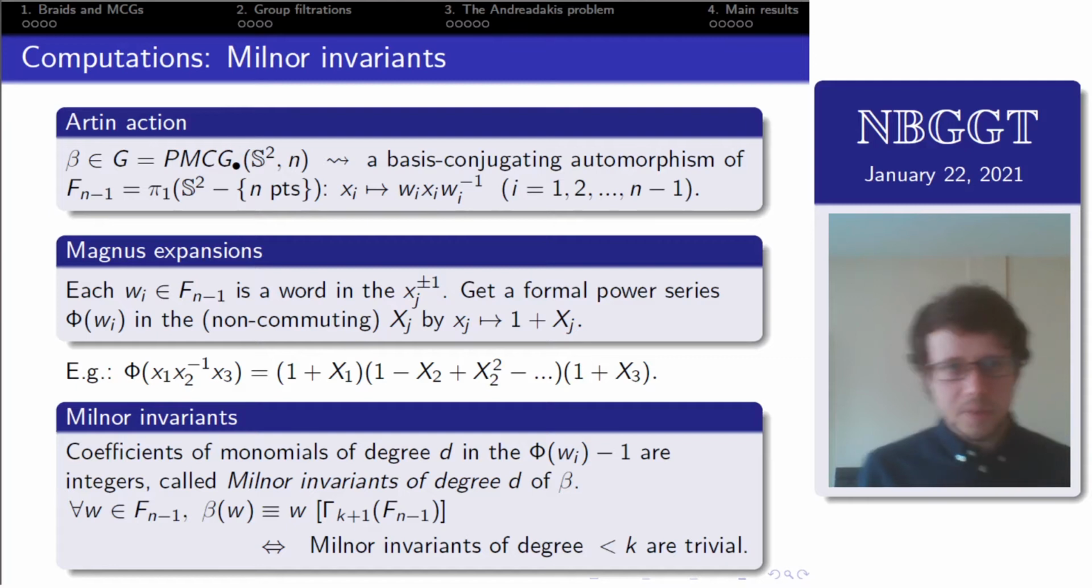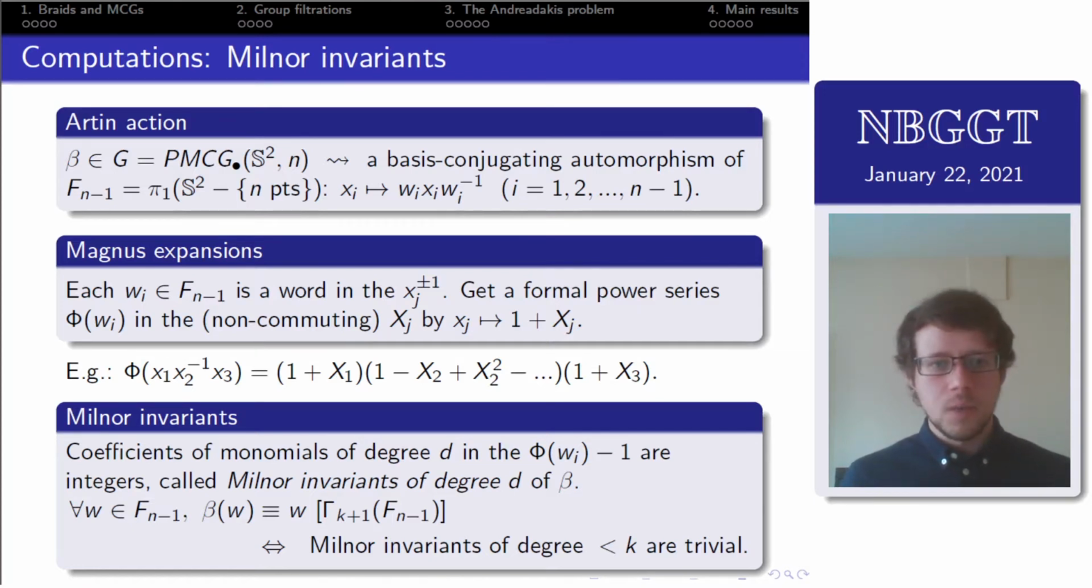So to recap here, if I give you an element beta of my pure mapping class group, then I get a basis conjugating automorphism of my free group. So I get n-1 elements conjugating my xa. And these elements of the free groups, I can take their Magnus expansion, which gives me n-1 formal power series with coefficients in the integers.